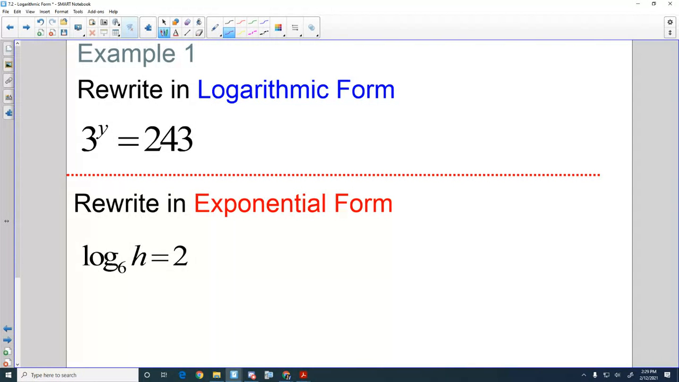Yeah, so look at where each of those are and how you rearrange them. Think about where the base goes, where the exponent is. Good. Awesome. Good work.